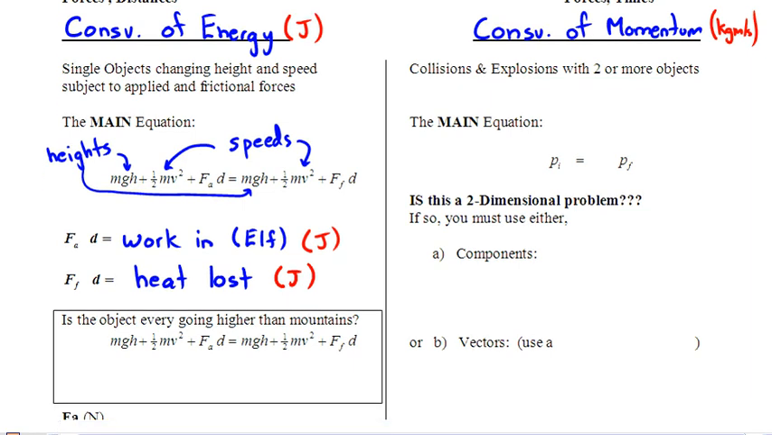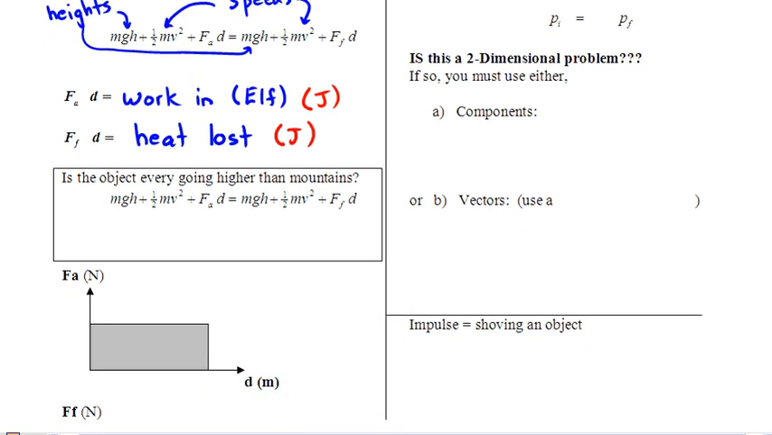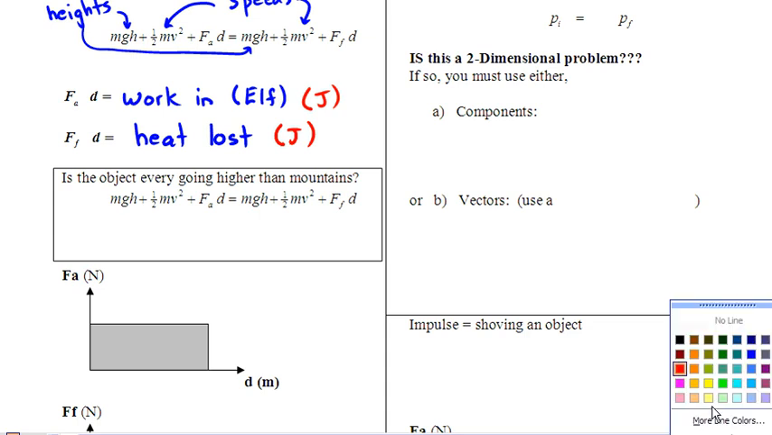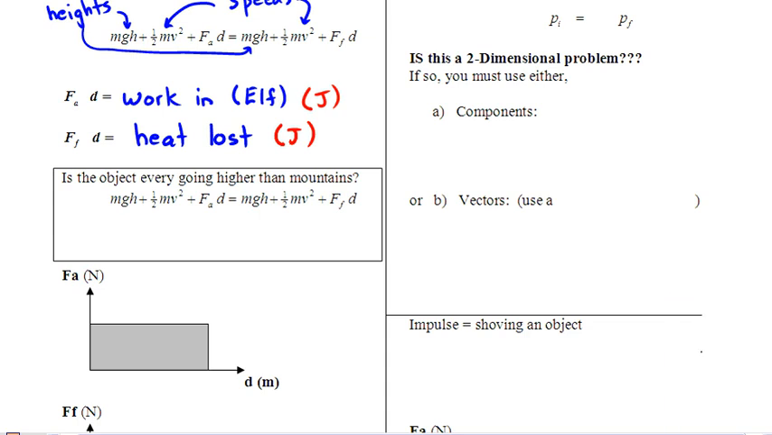Now this equation is great. We can even modify it if we go higher than mountains where MGH doesn't work anymore. Once you go higher than mountains, that value for little g just can't be trusted to be 9.8. It drops off pretty quick. But we can make some modifications.